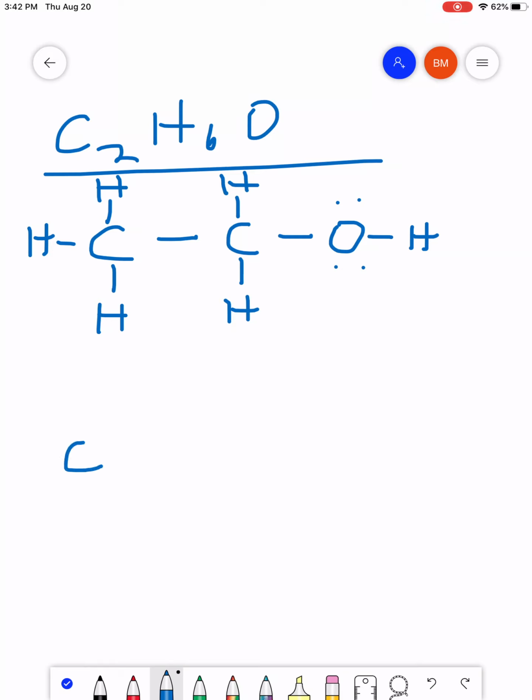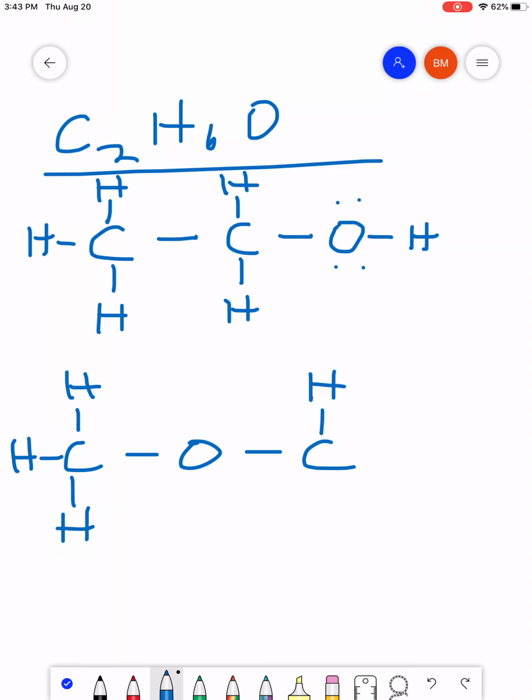Instead of going C-C-O, maybe we want C-O-C. Again, we could go through and fill in all the missing pieces with H's. The C needs three more bonds, so we give it three H's. This C needs three more bonds, so we give it three H's. Oxygen's already got two bonds, so it's good as it is, and you can just include the unshared pairs. This also correctly maps out the number of valence electrons that you have. All atoms follow the octet rules. It's a perfectly valid Lewis structure. So we would say that these two are constitutional isomers of each other. They are different molecules. So for C2H6O, you can draw two different Lewis structures, two different constitutional isomers.